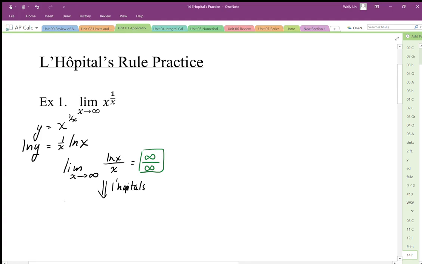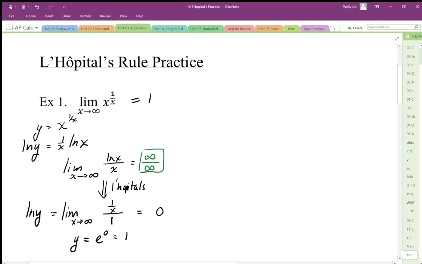Okay, so then we end up with the limit as x goes to infinity of 1 over x over 1. Okay, so we can substitute x infinity in now and we end up with 0. Now we just have to remember that this is not the limit of what we started with, it's the limit of log of y. So that means then that y equals e to the power 0, which is 1. So the limit of this is equal to 1.